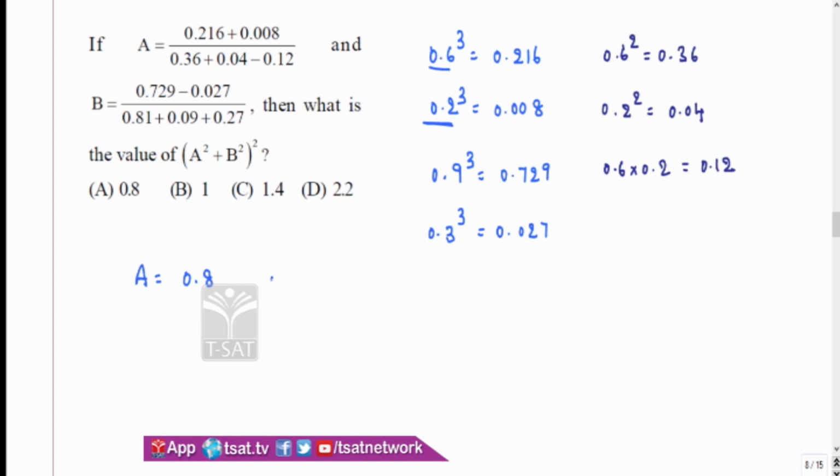Now B is a cube minus b cube by a square plus b square plus ab. So here a minus b, which means 0.9 minus 0.3, that's 0.6. So what is 0.8 square? 0.064. 0.6 square, 0.36. A square plus B square whole square you have to do. That's simply 1. So if you identify quickly, then you can answer it.